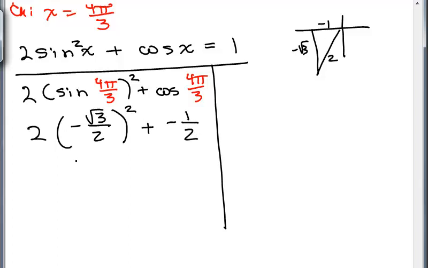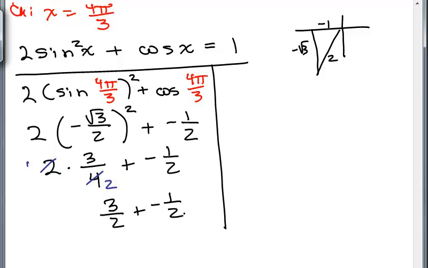All right, so on the left, I'm just going to do my order of operations. I'm going to square what's in parentheses. So that's going to give me a positive, right, because I'm squaring it. And square root of 3 times square root of 3 is 3. And 2 squared is 4. So this is 2 times 3/4 plus negative 1/2. I'm going to cancel. So I have 3/2 plus negative 1/2. And that's going to be what? 3/2 minus 1/2 is 2/2, which is 1. And the other side is 1. So this did check. So we know that 4 pi over 3, for instance, is a solution.